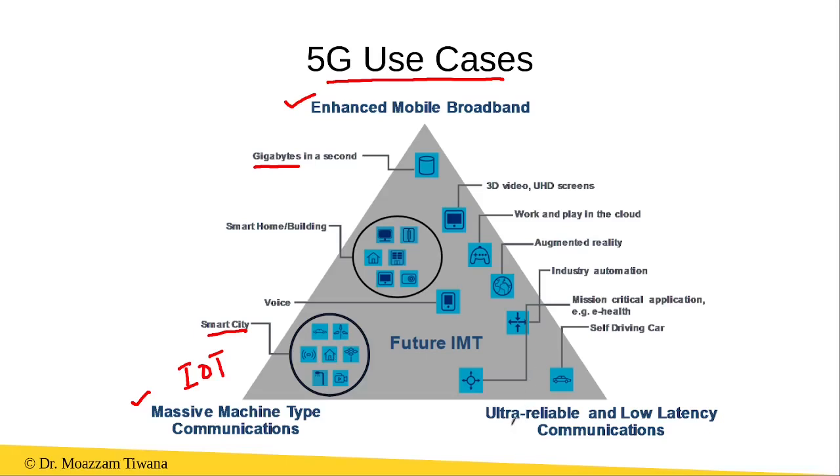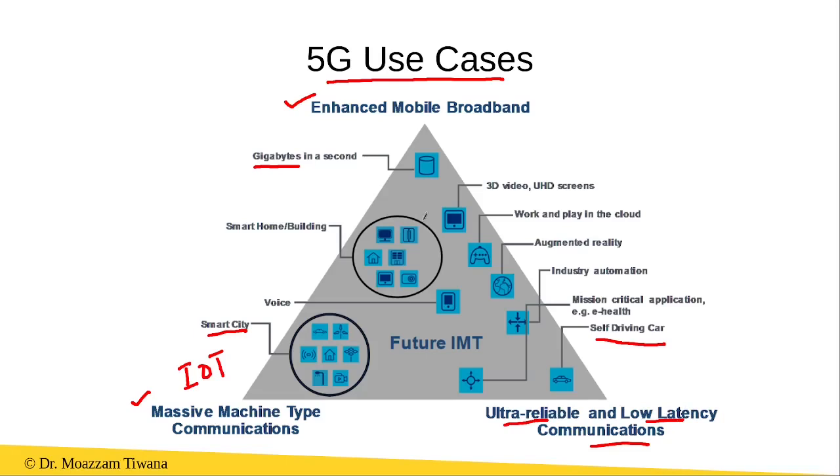And then you have the ultra reliable and low latency communication. For example, in the use case where you have a self-driving car, the self-driving car also needs to communicate with the neighboring automobiles. And for this communication, as it is a very critical communication, you need an ultra reliable but low delay or low latency link between these cars.